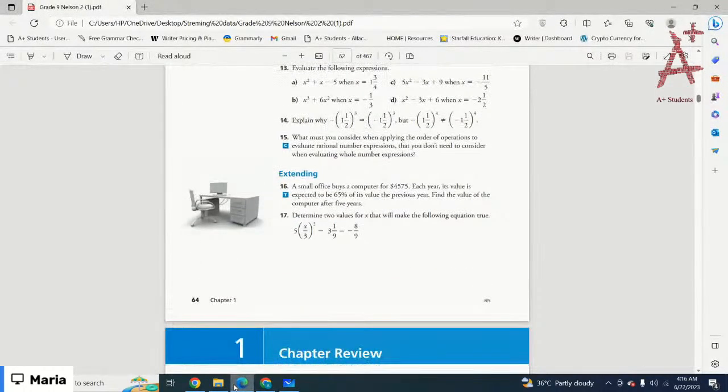Okay, just look at question number 16. A small office buys a computer for $4,575. Each year, its value is expected to be 65% of its value of the previous year. Find the value of the computer after 5 years. So you have to calculate the value of the computer after 5 years.